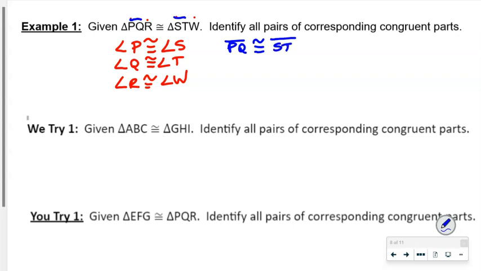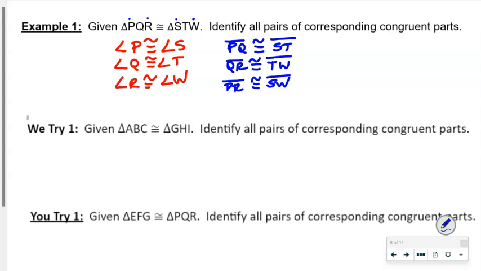Then I'm going to erase this. And then we're going to do our next 2 letters. QR is going to be congruent with TW. And then we're going to do first last, or last first. Doesn't matter which way we go. So if we go first last here, that's PR. And that's going to be congruent to first last there, which is SW.